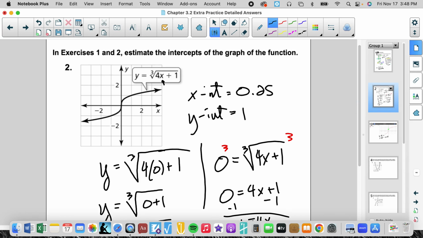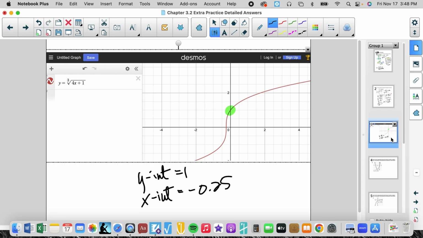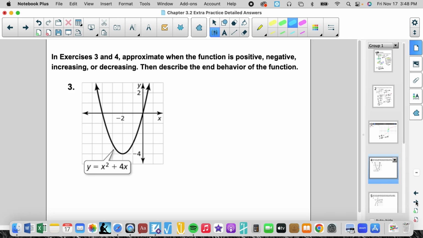Now I don't expect you to know how to factor and do all that stuff. However, if they give you a pretty good graph, you could come up with those answers. And I think that that's really what they want from you. They don't want you solving and doing a lot of the stuff. So let's see if this is a true representation of the function that is given. In exercise 3 and 4, approximate when the function is positive, negative, increasing, or decreasing.